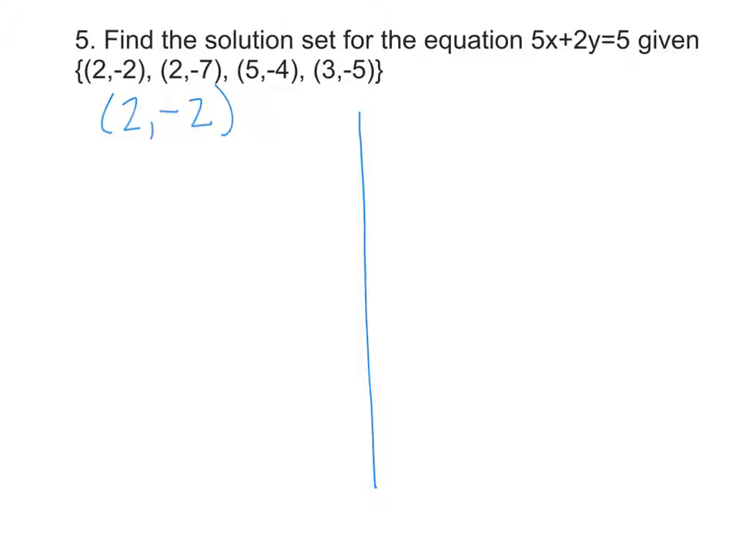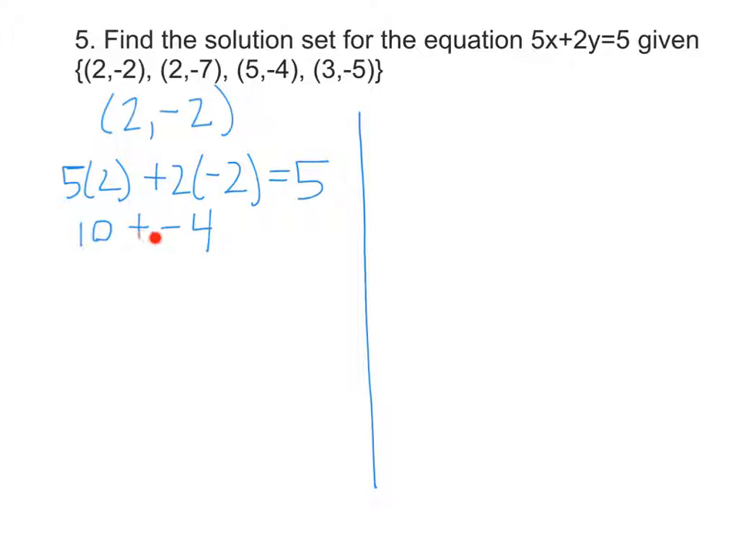So 5 times 2 plus 2 times negative 2 equals 5. So remember order of operations, we have to do the multiplication first. So 5 times 2 is 10. Watch negative signs here. Positive 2 times negative 2 is negative 4.